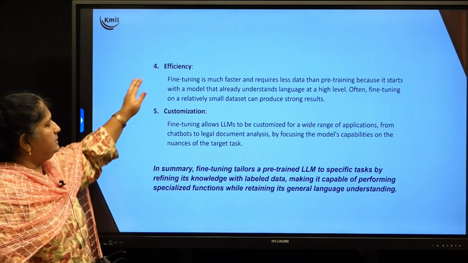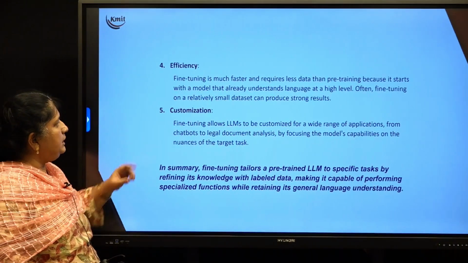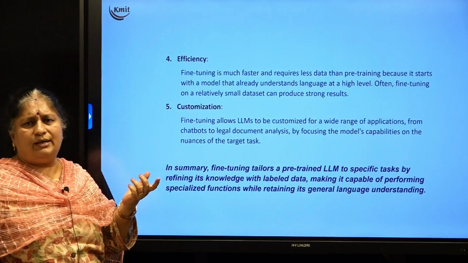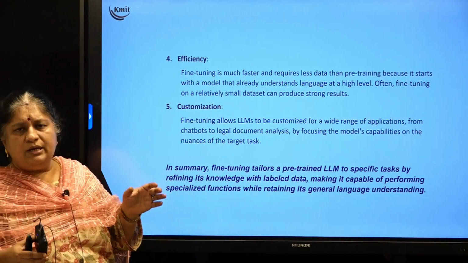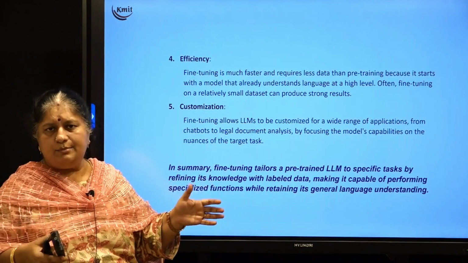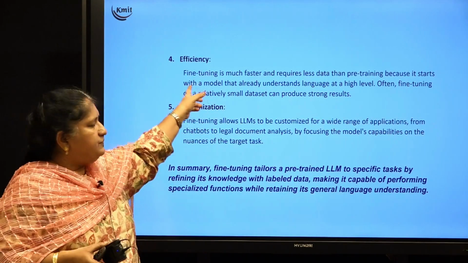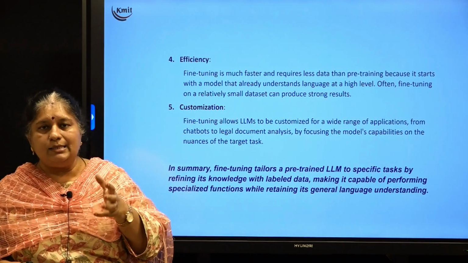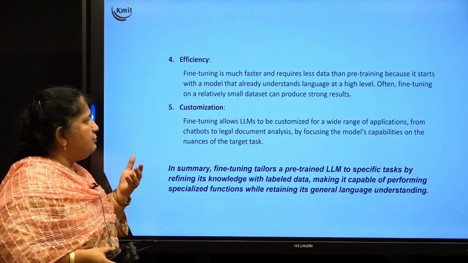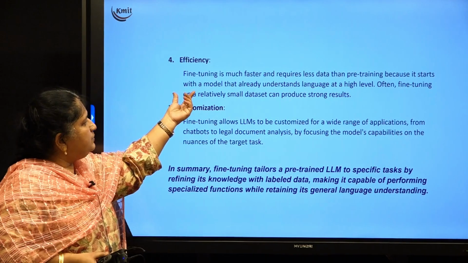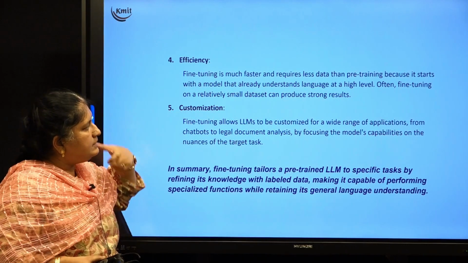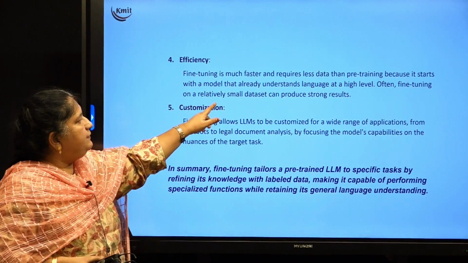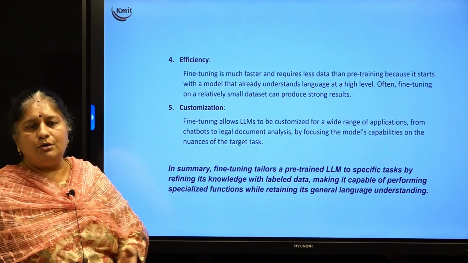Then what is the efficiency feature of fine-tuning? It is much faster and requires less data. We know that because pre-training works on the entire language, a vast amount of knowledge, whereas fine-tuning is working for a specific application. So it obviously requires less data, less knowledge. It starts with a model which already understands the language at a high level. Often fine-tuning on a relatively smaller data set can produce strong results.